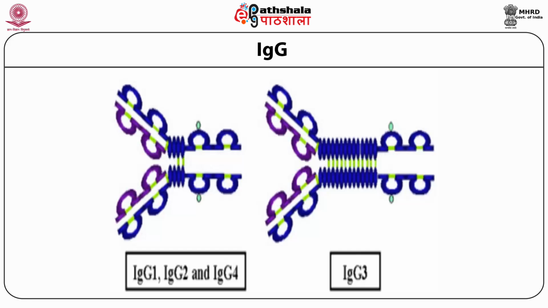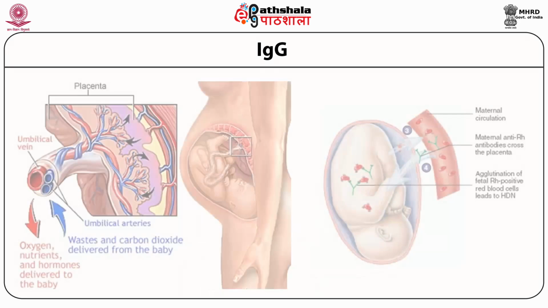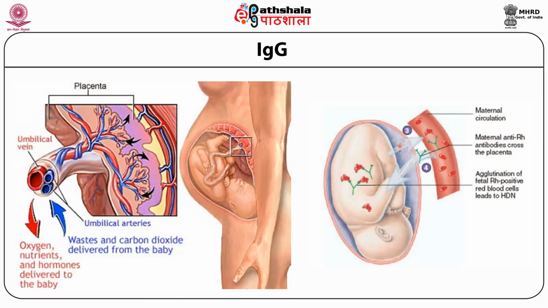IgG is found in the vascular spaces as well as extravascular spaces and secretions. Major IgG is found in the serum as well as during the secondary response to many antigens. In humans, IgG is capable of moving across the placenta and thus protects the growing fetus.